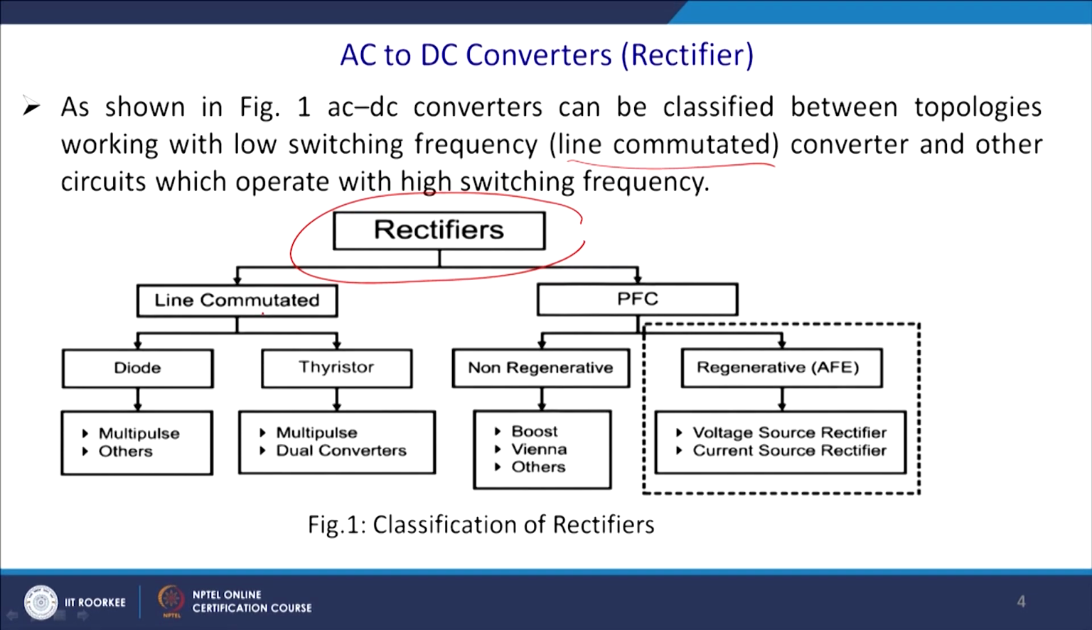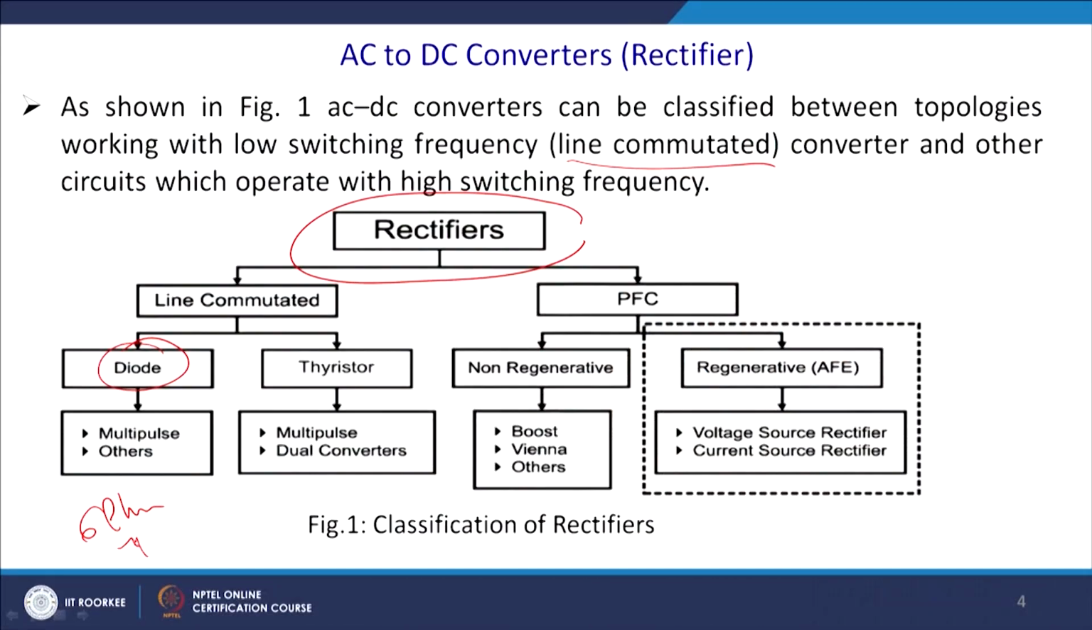Ultimately, if it is line commutated and uncontrolled, then you may have a diode, but considering the THD, you may have a multiplex converter, where you play around with your transformer. You have a 6 pulse transformer, you have a 12 pulse transformer, and accordingly THD will go down. Students are requested to see my course on advanced power electronics, where multiplex converter has been discussed in detail.